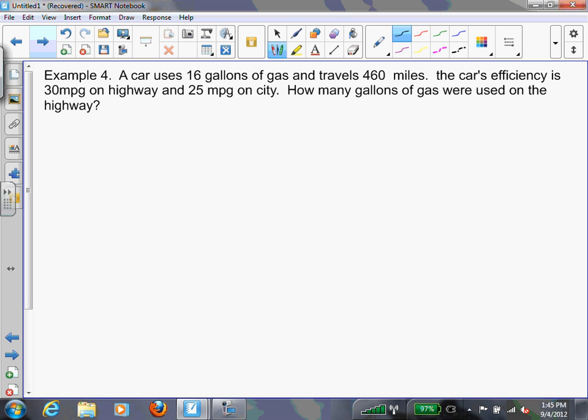Is that it? Almost. A car uses 16 gallons of gas and travels 460 miles. The car's efficiency is 30 miles per gallon on the highway and 25 miles per gallon on the city. How many gallons of gas were used on the highway? All right, what do you think? Well, we're going to have to do some kind of an equation, don't you think? What do you think your equation is going to be?